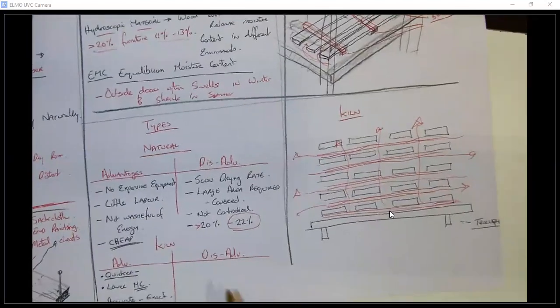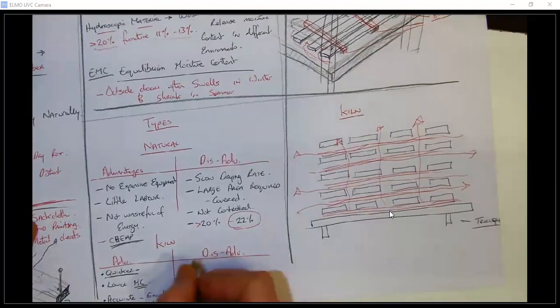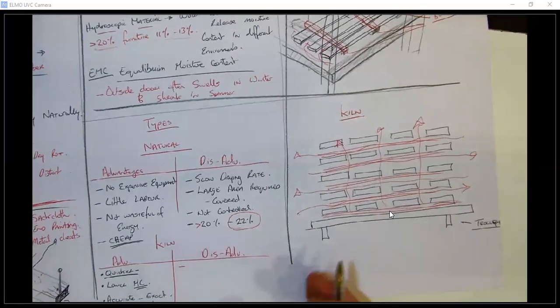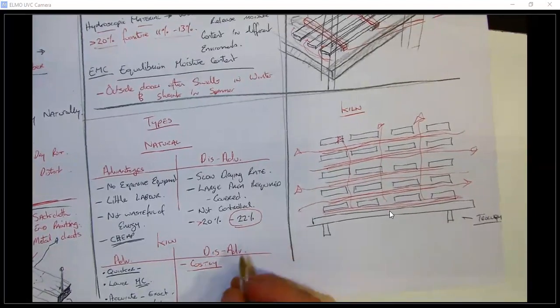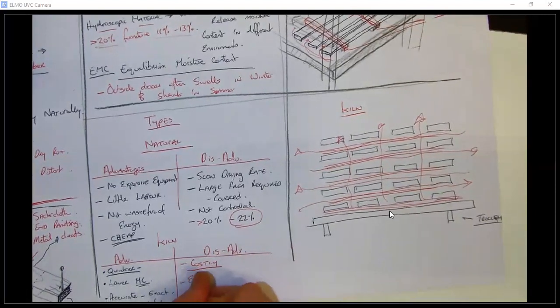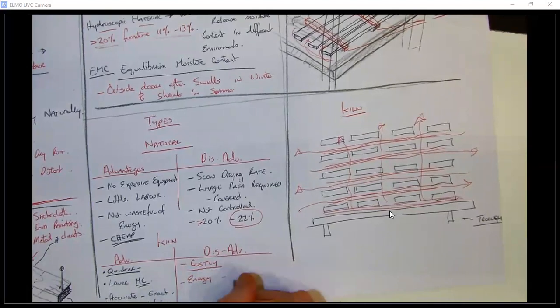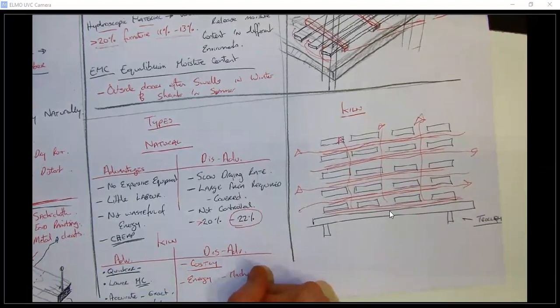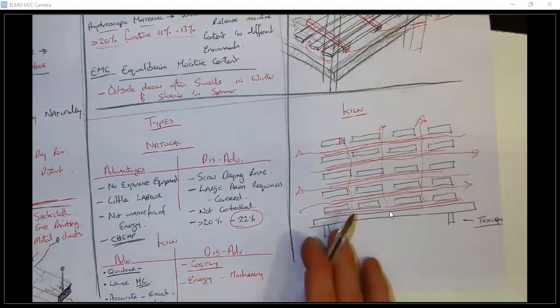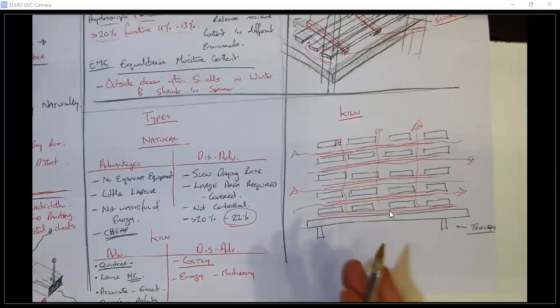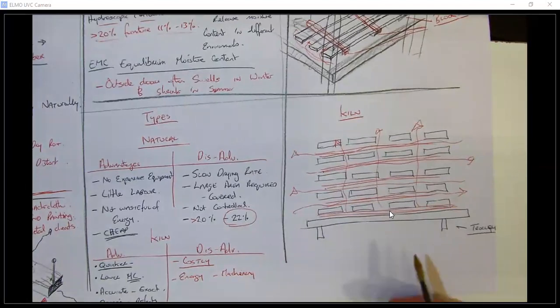The disadvantages, guys, obviously, when you're talking about using large machinery, when you're talking about labor, when you're talking about heating up air, the cost is massive. You're talking about energy costs, and you're also talking about a very large initial outlay of costs with machinery. So there's going to be a lot of extra costs when it comes to kiln seasoning.